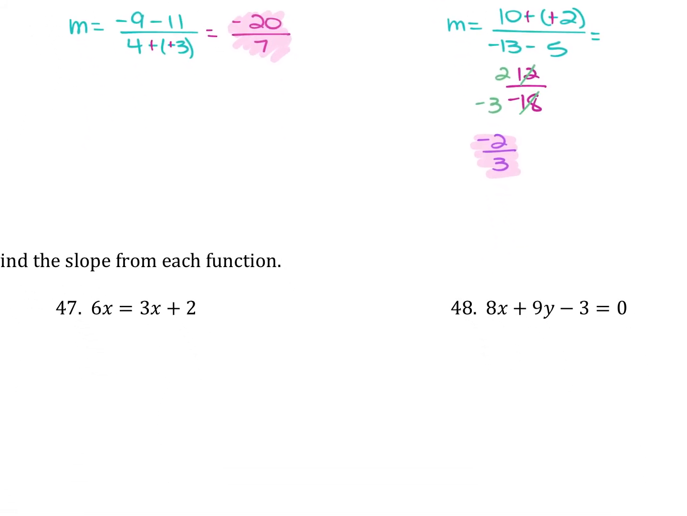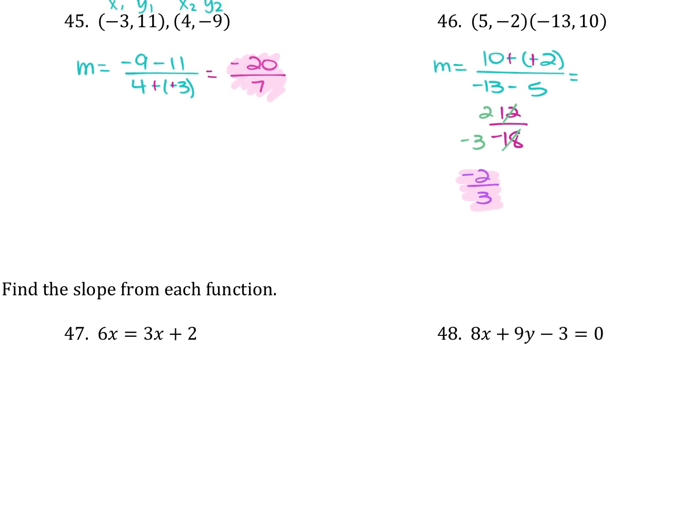For your next section, for 47 and 48, you are finding the slope from each function. With these, put them in slope-intercept form. From there, whatever's in front of the x, that's your slope. So for 47, what I do want you to do first is to change this to be 6y. So this is 6y is equal to 3x plus 2. So if that's the case, we are going to divide each side by the 6. And this just gives us y is equal to 1/2 x plus 1/3. The term in front of the x is your slope. So your slope is just 1/2.